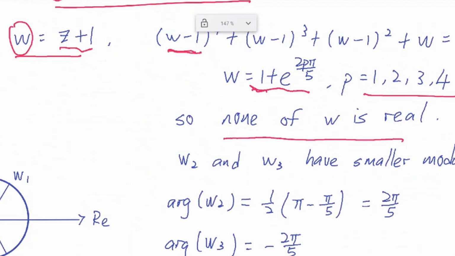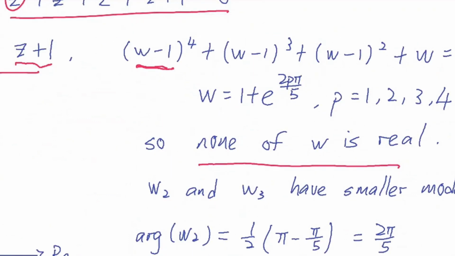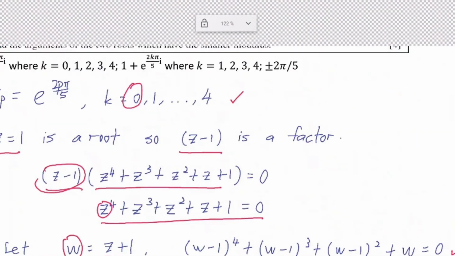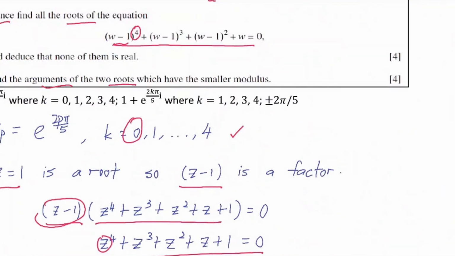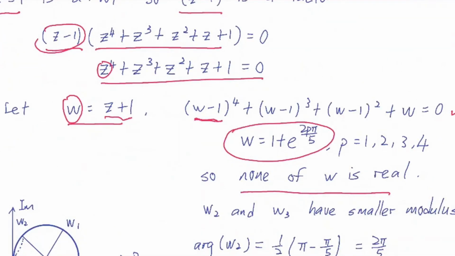What we are considering here is these four roots. So what do they want? They want to find the arguments of the two roots which have the smaller modulus. Here we could list down all the four roots, let's say W1, W2, W3, and W4, right? We can list down the four roots and find out which two have the smaller modulus. For the two roots, we find their arguments. We can do the manual step.